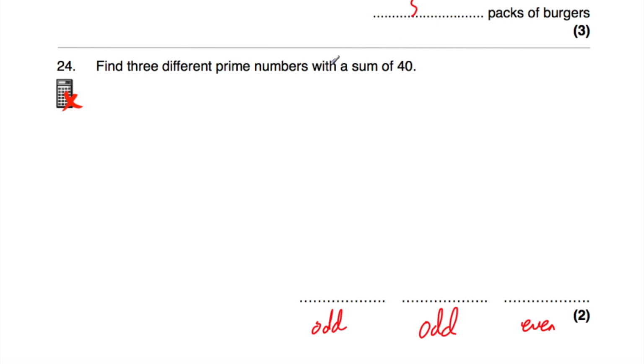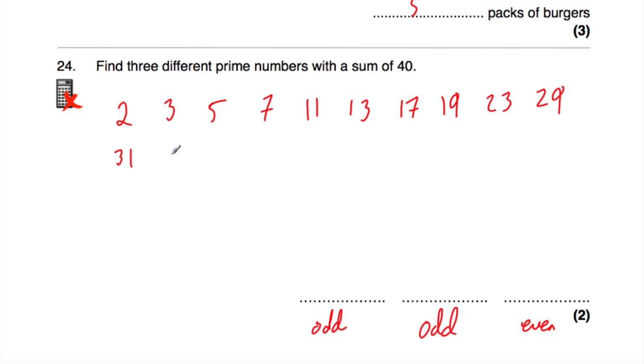Now we want to find three different prime numbers, so let's write down the prime numbers: 2, 3, 5, 7, 11, 13, 17, 19, not 21, 23, 29, 31, not 33, not 35, 37. Okay, so we've got our prime numbers here going from 2 up to 37, and I think that's enough. And I'm going to start by writing down 2, because I know that I want them to add together to be 40, so that means that I want them to be odd and even. So I'm going to go for 2 being the even number, because that's the only even prime number there.